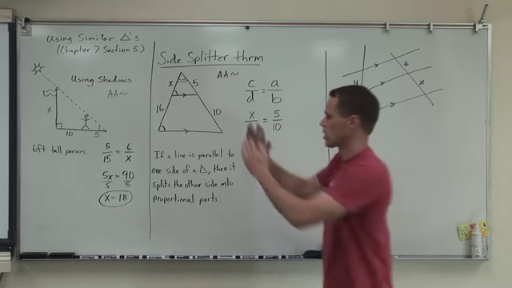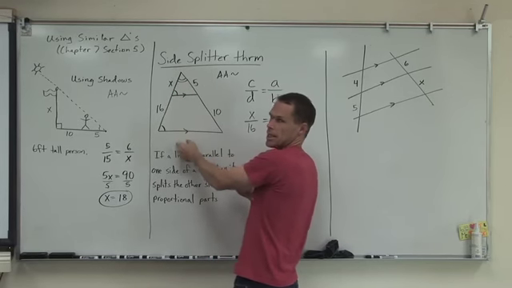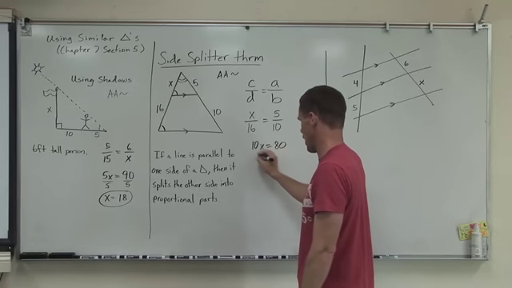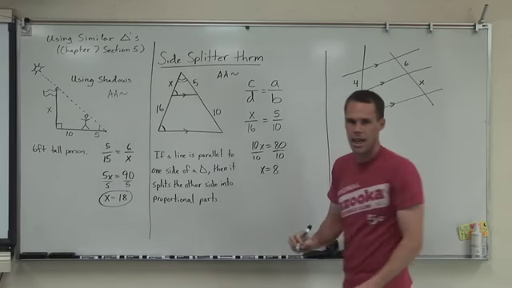This only works for the sides cut by the parallel line. It does not work for the bases. Cross multiply, we've got 10x equals 80, and divide by 10, and our second example is done. X equals 8.